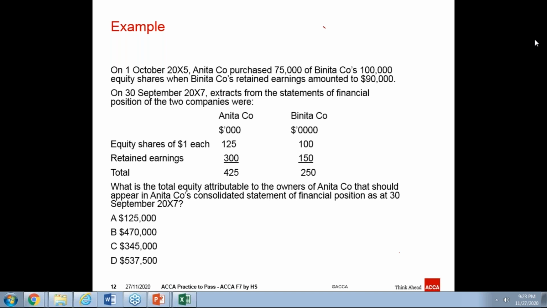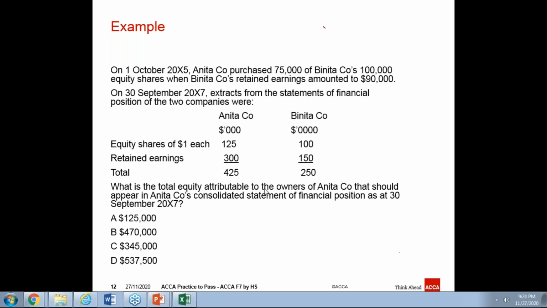So the right answer for this is B. B is the right answer. So I'm moving forward. Does anybody want some explanation? Okay. The question is saying that you are required to calculate the total equity of the parent company, which should be shown in the consolidated financial statements.